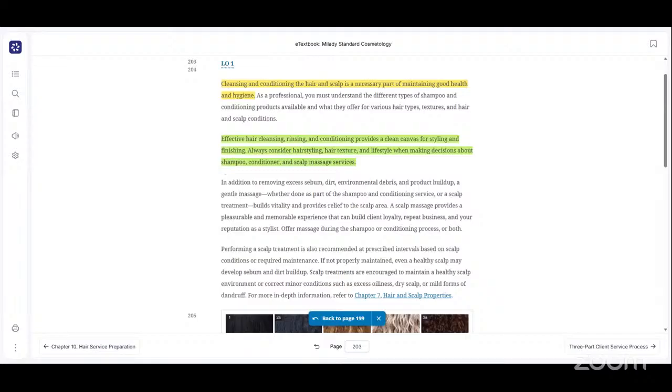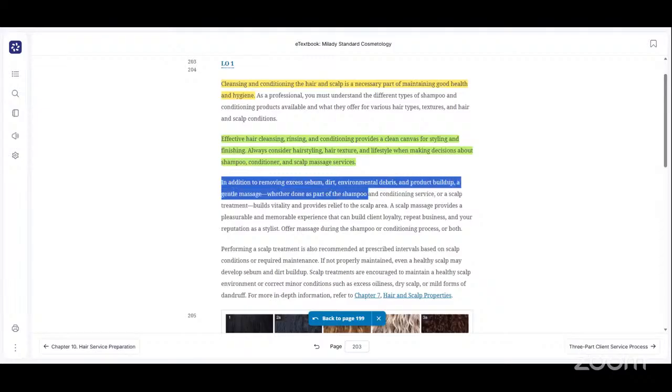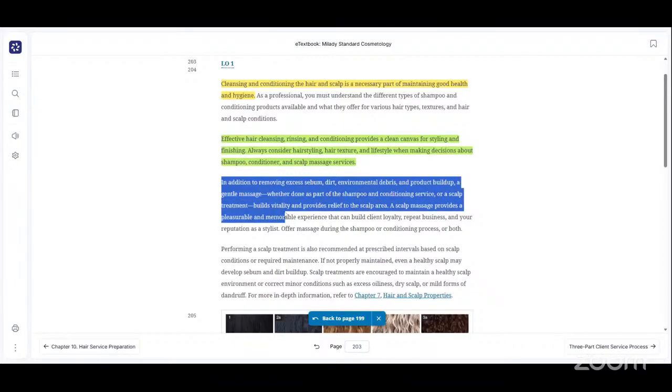It says effective hair cleansing, rinsing, and conditioning provides a clean canvas for styling and finishing. Always consider hair texture and lifestyle when making decisions about what type of shampoo, conditioner, and scalp massage service you're going to give. In addition to removing excess sebum, dirt, environmental debris, and product buildup, a gentle massage, whether done as part of the shampoo or conditioner service or scalp treatment, builds vitality and provides relief to the scalp.